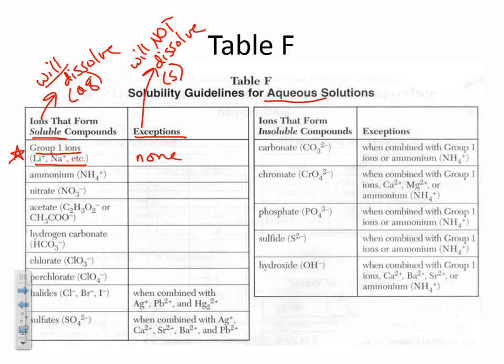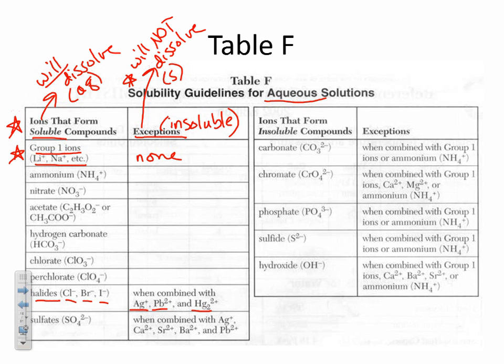But if we look down here for the halides, chloride, bromide, iodide, because they're all the way over on the left, it means that they will form soluble compounds. But we have some exceptions. So if we have silver, lead, or mercury 1, that's the mercury 1 ion, if any of those ions are paired with a chloride, a bromide, or an iodide, now it makes them insoluble. It falls into this category, right? This is insoluble.